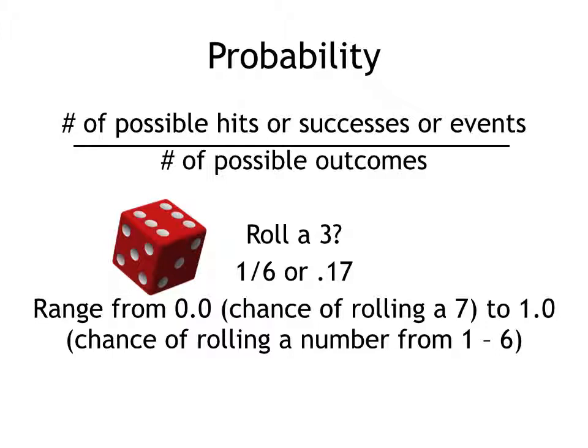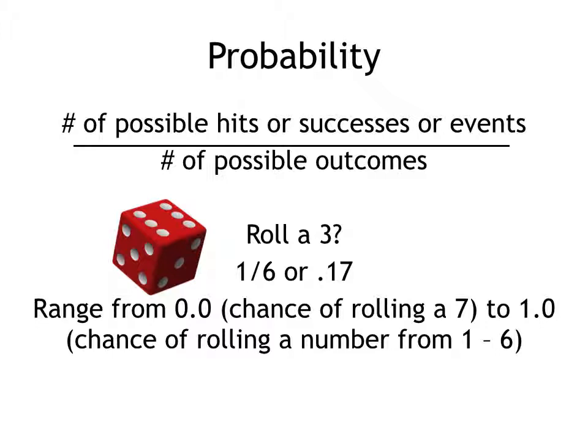Now, every time I roll the dice, I have a 1 in 6 chance of rolling a 3. If I roll and I get a 1, and I roll and I get a 4, and I roll and I get a 5, the chances don't change the next time I roll the dice. I still have a 1 in 6 chance of rolling a 3. And that's the part that people seem to get mixed up or confused in. The previous rolling of the dice does not affect the next time I roll the dice.